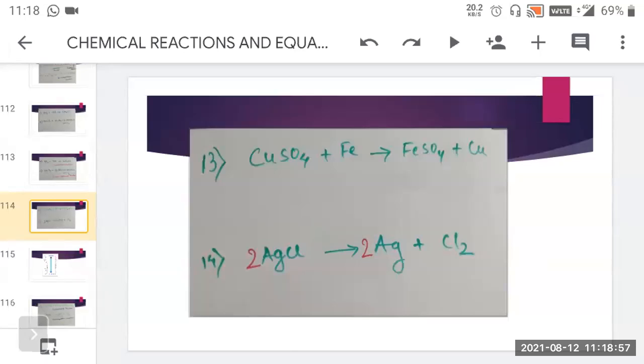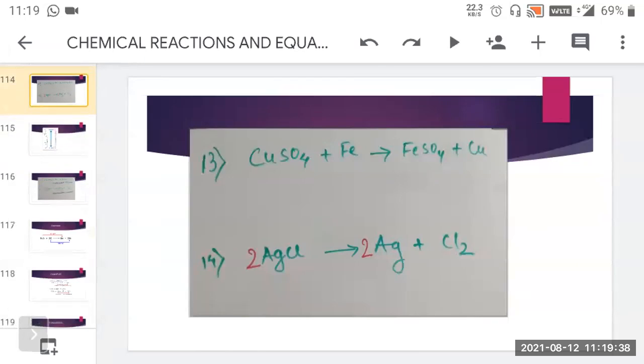In a combination reaction, either compounds or elements combine to form one single product. But here it is not fulfilling that, so it is not a combination reaction. Then comes the decomposition reaction. In a decomposition reaction, one reactant and two products will be formed. Here in this case, it is fulfilling our criteria for AgCl. So AgCl will break down into Ag and Cl2. So we can say that the breakdown of AgCl into Ag plus Cl will take place. So here it is a decomposition reaction.